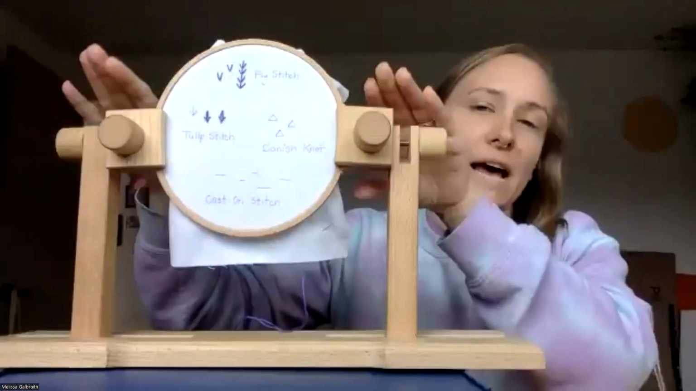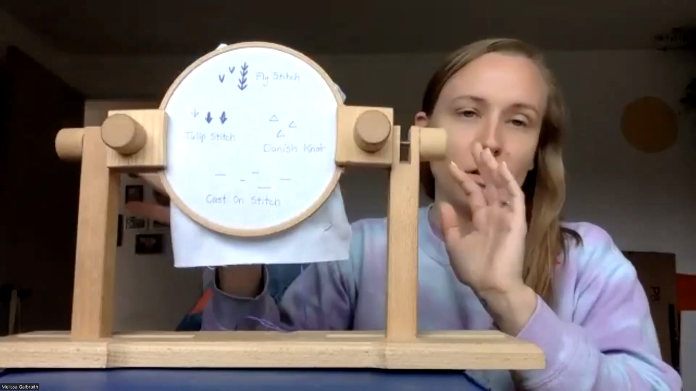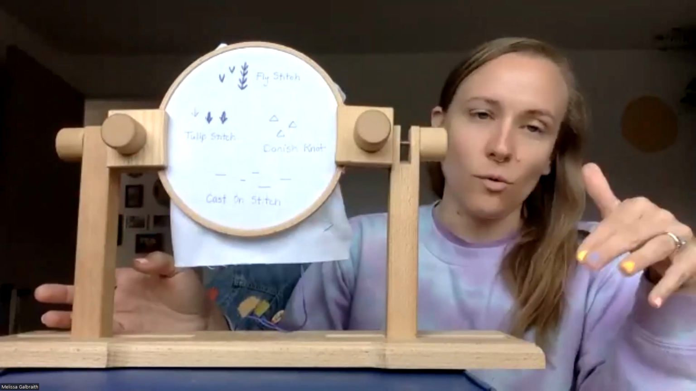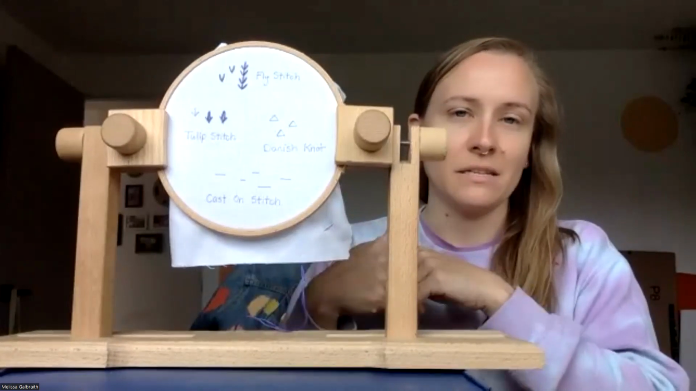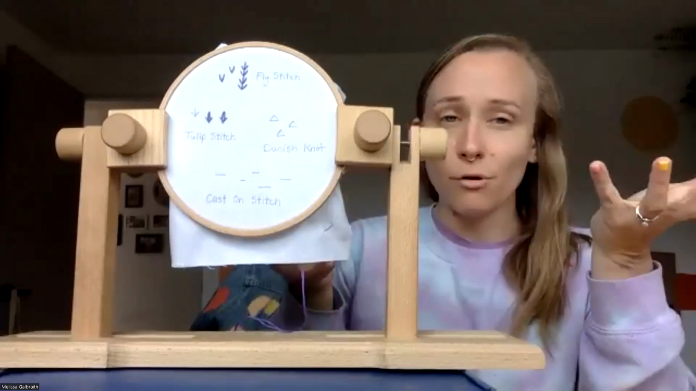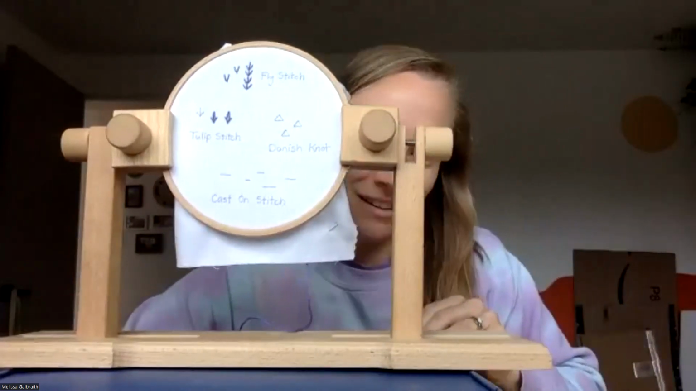I like this one because it has two kind of grippers to hold your hoop, and it's very adjustable. I just find that when I hold my hoop for a long period of time, my hands kind of cramp up. So this is really helpful. And some of the stitches you do require both your hands. So it's just nice to have something else that will hold your hoop for you.